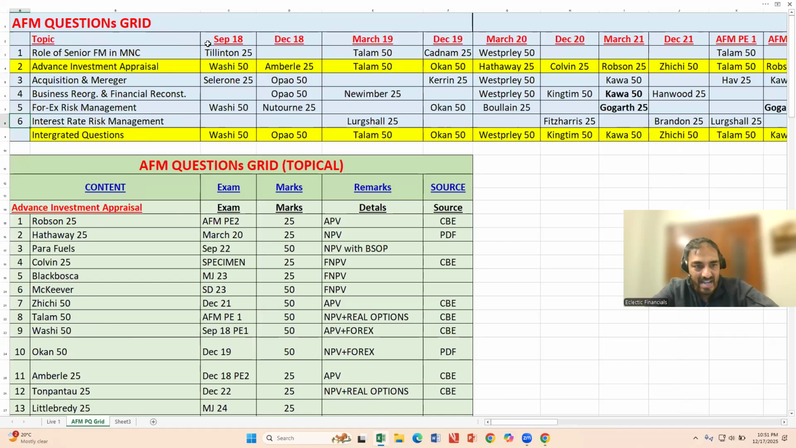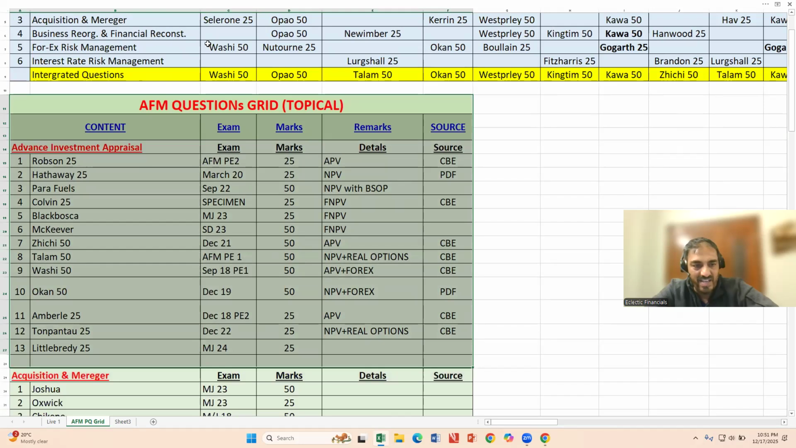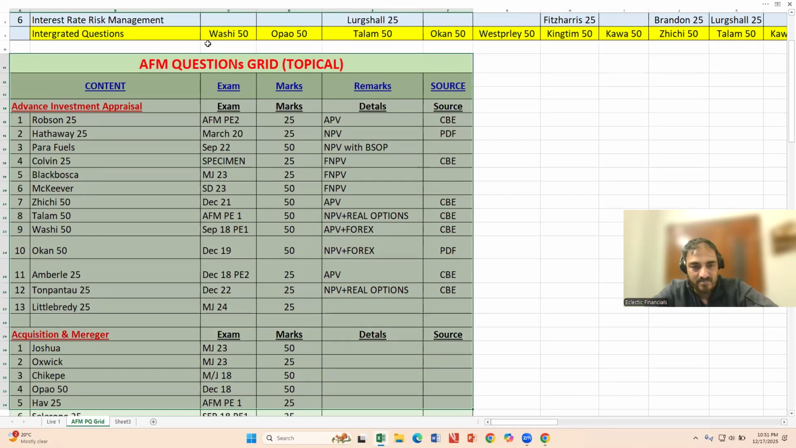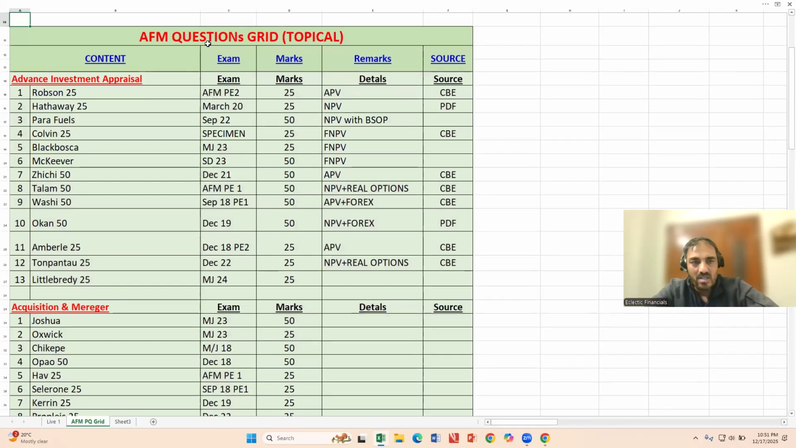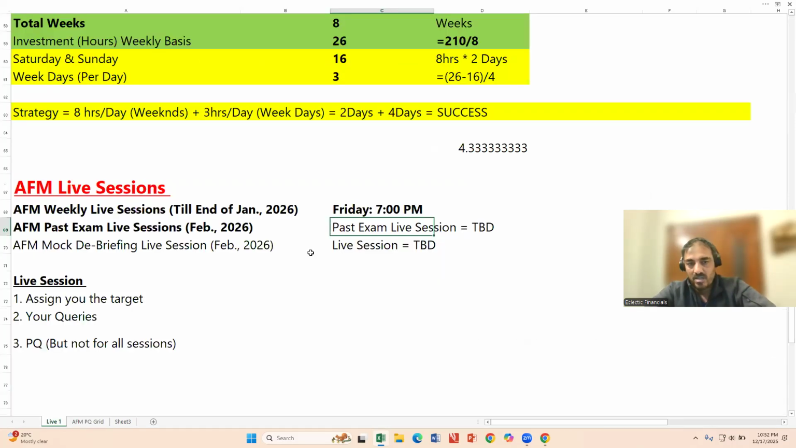And I have converted this grid topically as well. For example, for investment, advanced investment appraisal, these are the points, and more and more. I will add more material to this file. This file is very important. The question grid is important, so you can use it as a checklist as well. The latest practice questions I will conduct in the last month. 3 or 4 live sessions I will conduct accordingly.